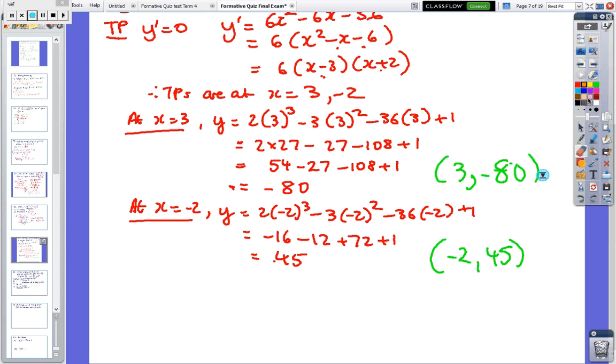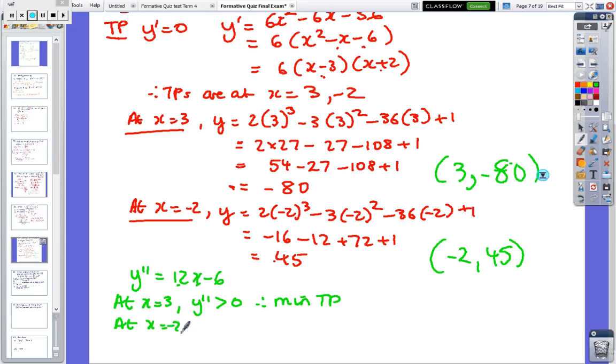So what we're going to do is get their nature. Okay, so to get their nature, we do the y double dash calculation. You can do the first derivative test or the second, but the second derivative test is easier. So the second derivative is 12x minus 6. So at x equals 3, y double dash is positive: 12 3s are 36 minus 6, so that's our min TP. And at x equals minus 2, minus 2 times 12 is minus 24, so we've got a negative number, so that's our max TP.